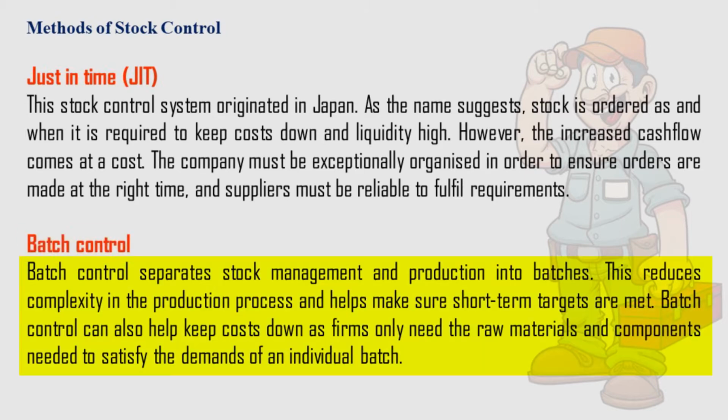Batch control. Batch control separates stock management and production into batches. This reduces complexity in the production process and helps make sure short-term targets are met. Batch control can also help keep costs down as firms only need the raw materials and components needed to satisfy the demands of the individual batch.